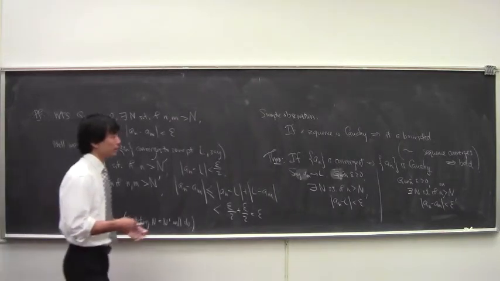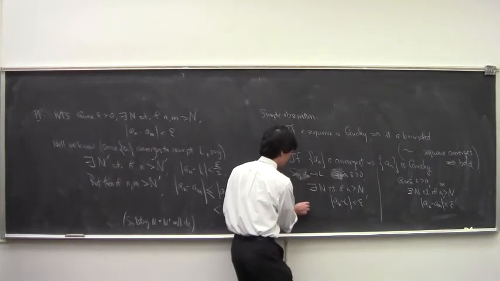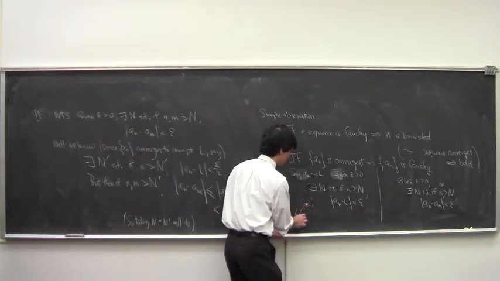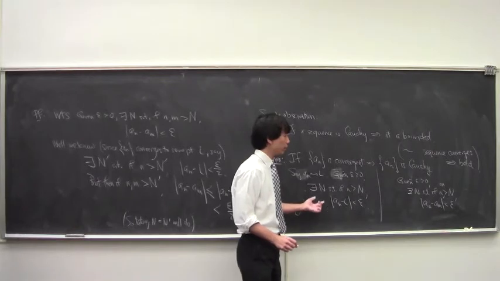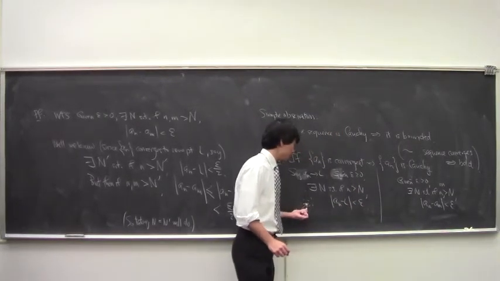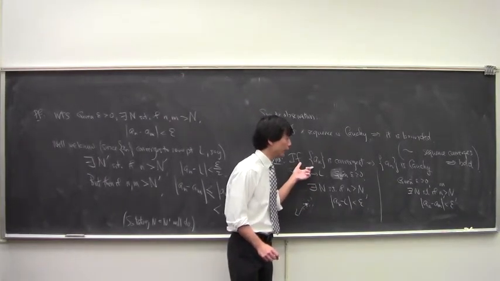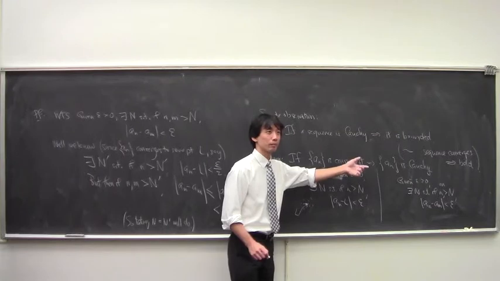Okay. The intuition is clear, I think. For a convergent sequence, you can make points arbitrarily close to some point L. For a Cauchy sequence, you're trying to make points close to each other. But if they're close to this point L, then they're close to each other. So clearly, convergent implies Cauchy.